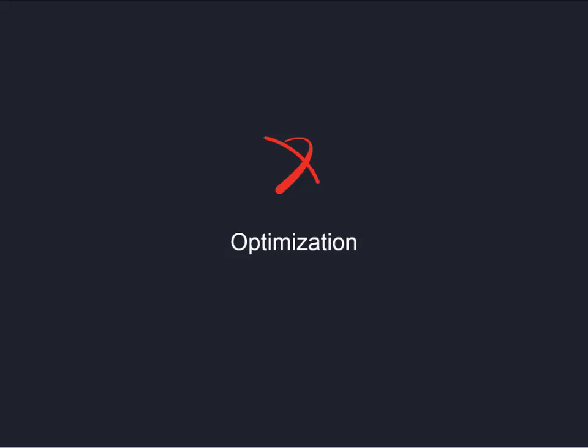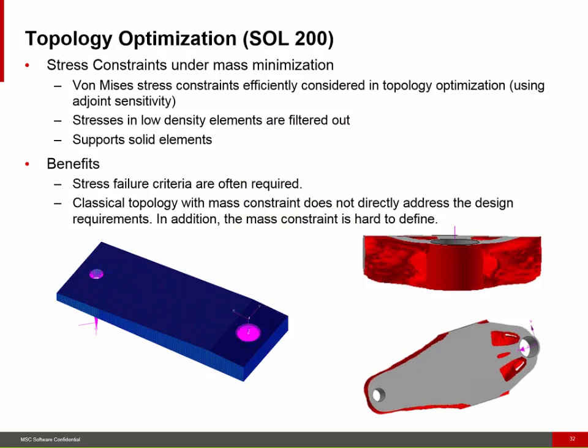Moving on to optimization, where we've added enhanced capabilities in topology optimization. So previously it was very inefficient to add a lot of stress constraints to topology optimization, and there was no way to deal with stresses in low density elements, which could be highly inaccurate. So with MSC Nastran 2017, we have an efficient adjoint method to calculate the stress constraints, and it also includes filtering of the stresses in elements with very low densities, since those are not relevant.